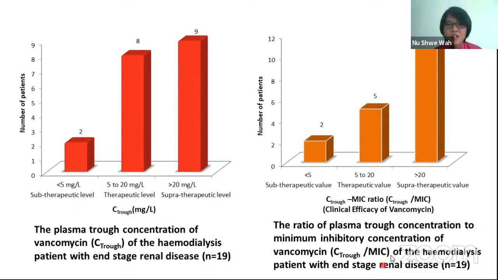In the right figure, values of C-trough by MIC ratio were categorized into subtherapeutic value less than 5, therapeutic value 5 to 20, and supratherapeutic value more than 20. 5 patients had therapeutic value, and 2 patients had subtherapeutic value, and 12 patients had supratherapeutic value. Although 8 patients had therapeutic level of plasma trough concentration of vancomycin, only 5 patients had therapeutic value of C-trough by MIC ratio.